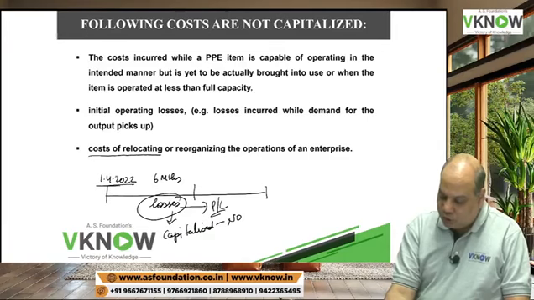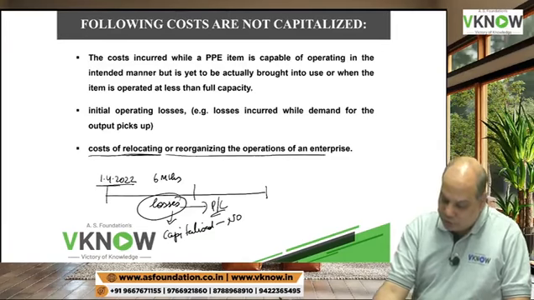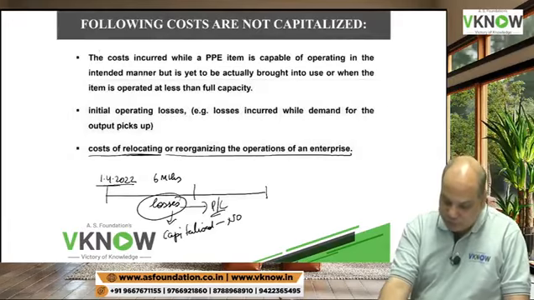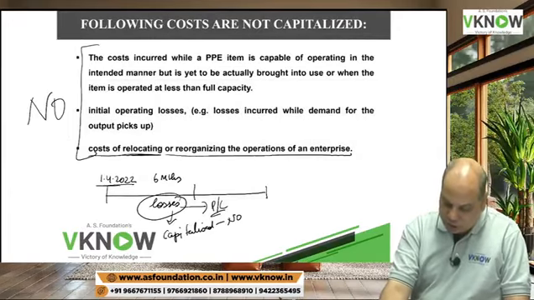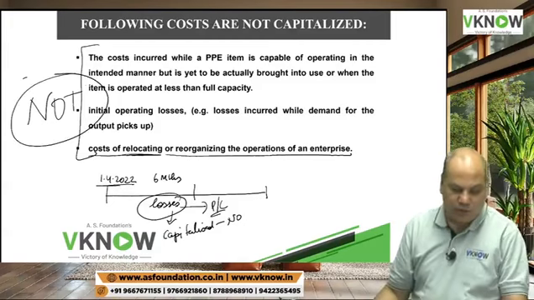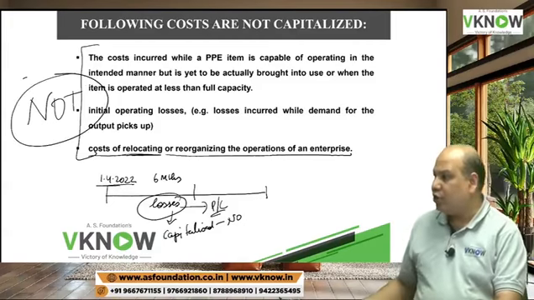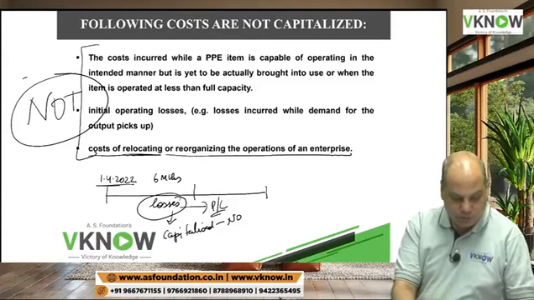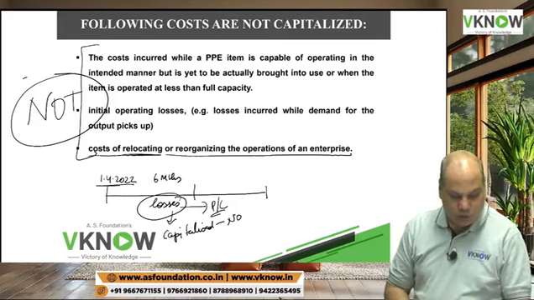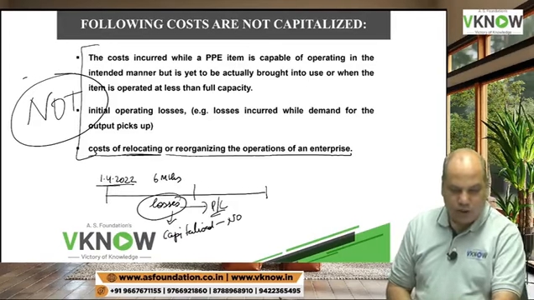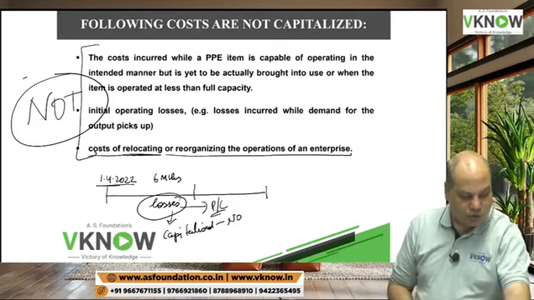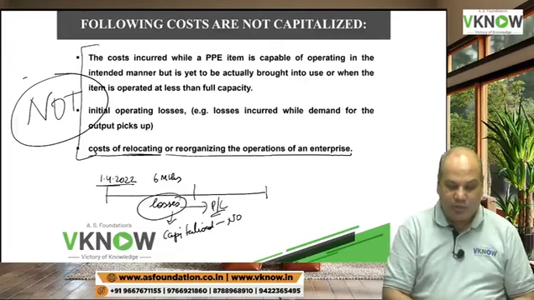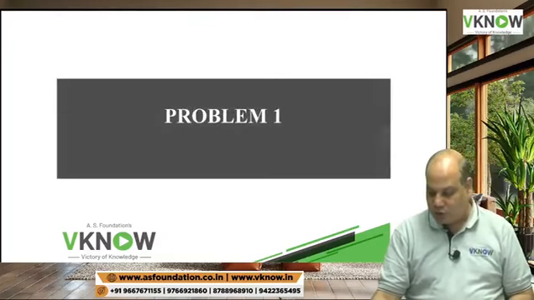This I have told you, cost of relocating or reorganizing the operations of the enterprise. These costs are not to be capitalized. Okay. So at the end of the chapter, after 4 or 5 pages, you will find there is a list of questions. So my dear student, please come to question number 1. Please turn about 7 or 8 pages and there is a question number 1.